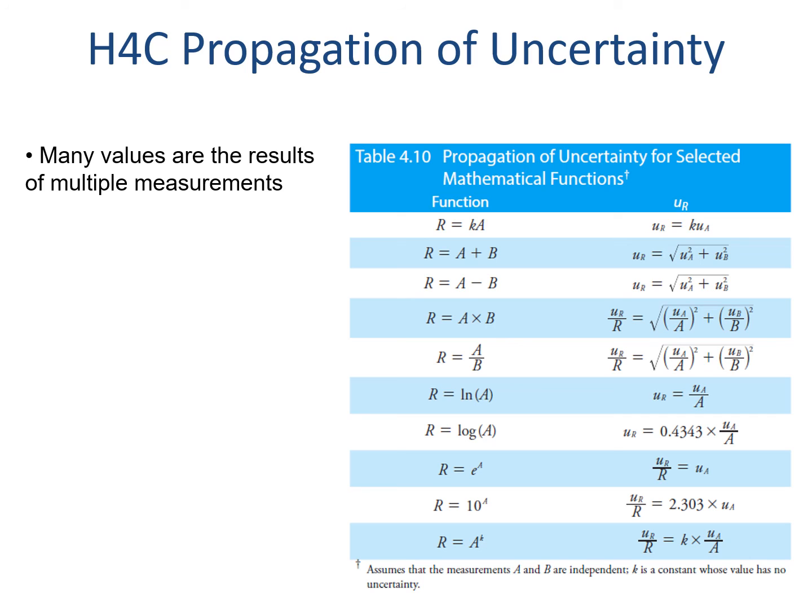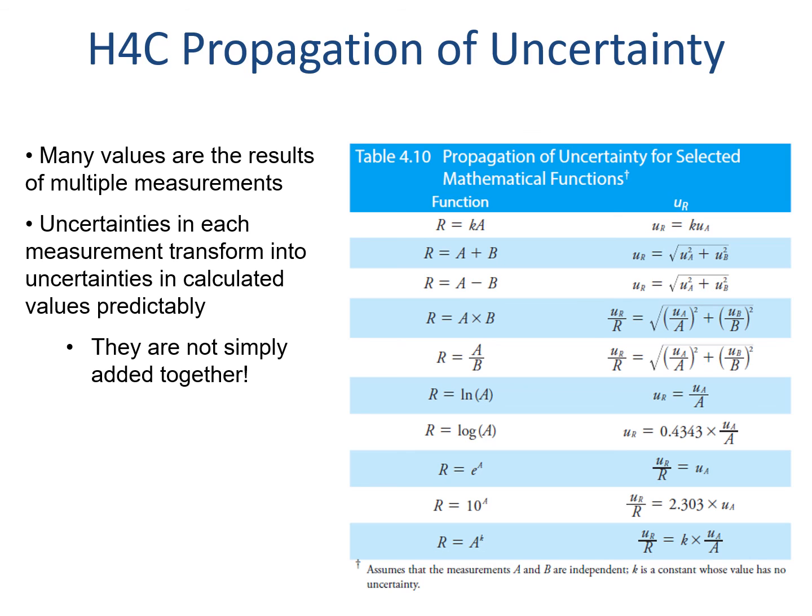Notice that for addition and subtraction, it's essentially like finding the hypotenuse based on the absolute uncertainty. So the absolute uncertainty of A squared plus the absolute uncertainty of B squared, you take the square root, and then that value would be the length of the hypotenuse of lengths uncertainty of A and uncertainty of B. You can actually do the same thing with relative uncertainties for multiplication and division.